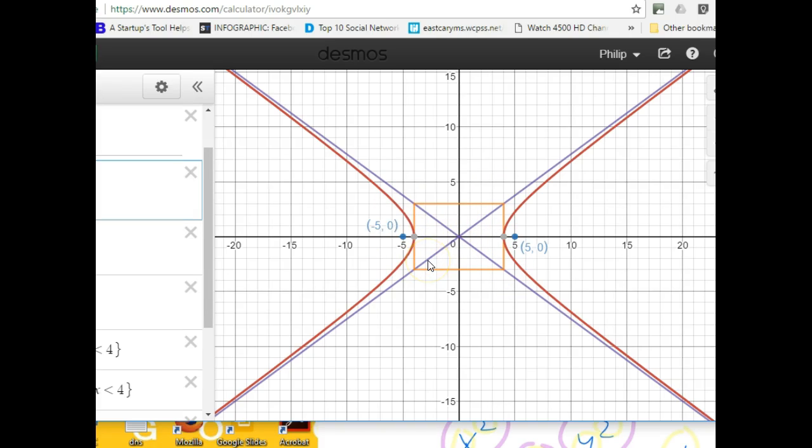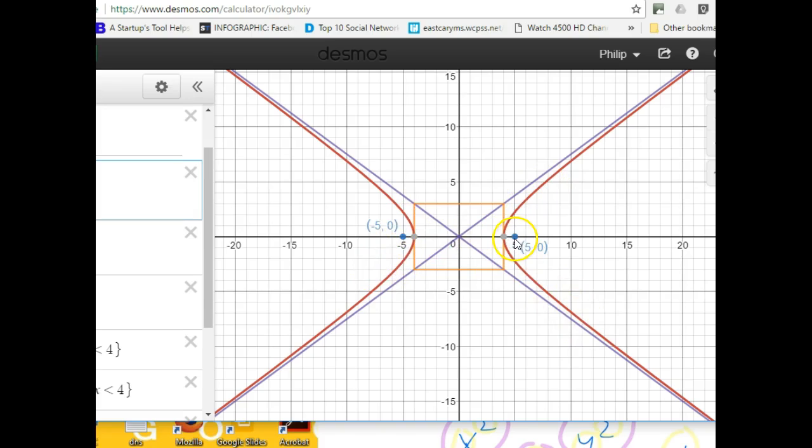So from the 4 and the 3, we've determined the orange rectangle, which tells us where the vertices are. The vertices are going to be here and here. It also tells us the purple asymptotes, so between the vertices and the asymptotes, you pretty much know what the hyperbola looks like. It looks like that, right?